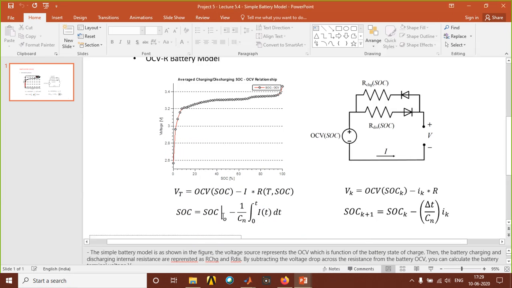So please listen carefully. I'll give you 1 minute. Please note down this particular equation so that you can understand better while moving on with our Simulink model.